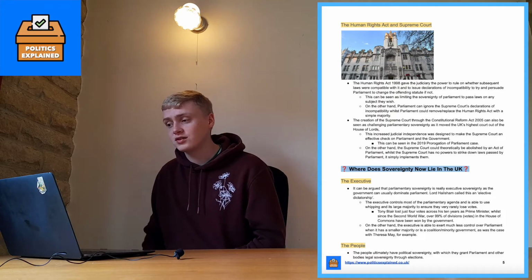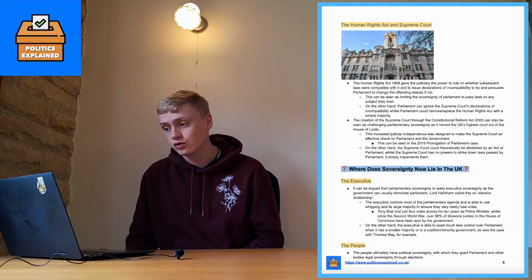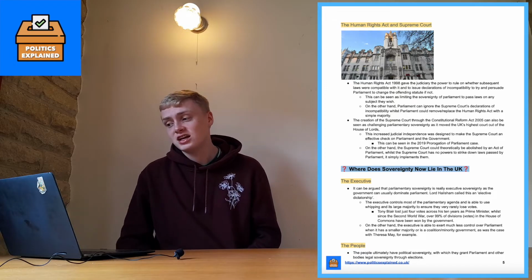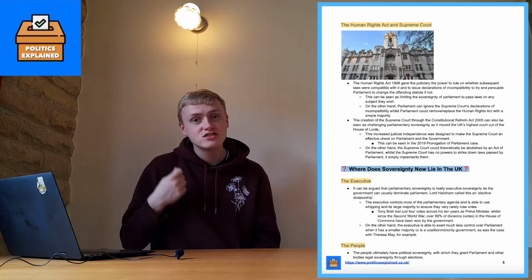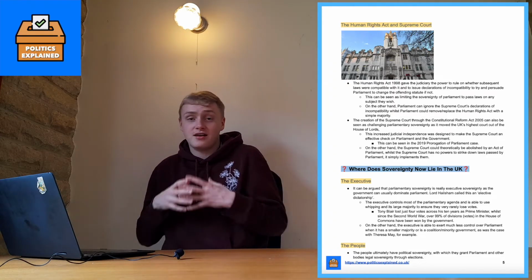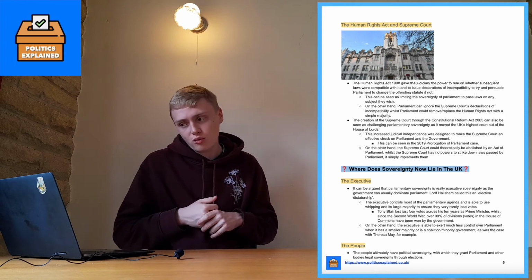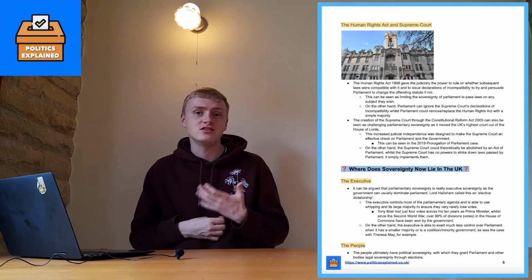So the Human Rights Act of 1998 gave the judiciary the power to rule on whether subsequent laws were compatible with it, and to issue declarations of incompatibility to try and persuade Parliament to change the offending law if it broke the Human Rights Act. And it can therefore be seen as limiting the sovereignty of Parliament to pass laws on any subject they wish.